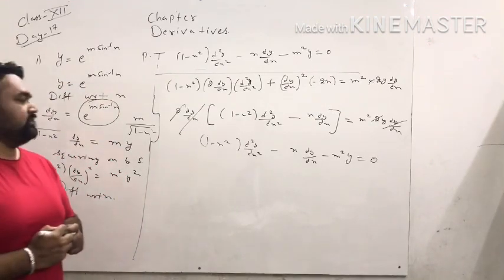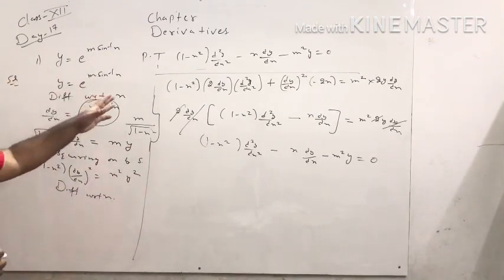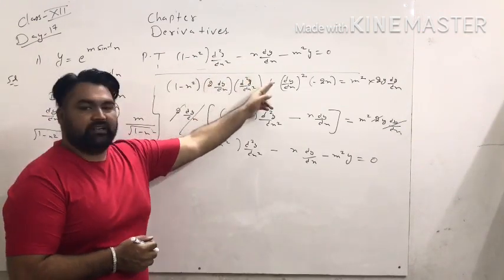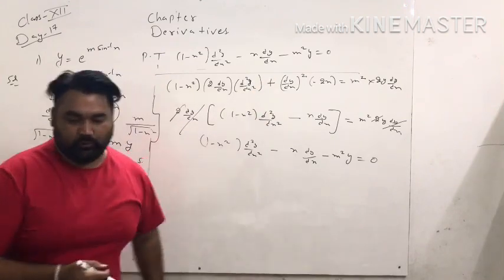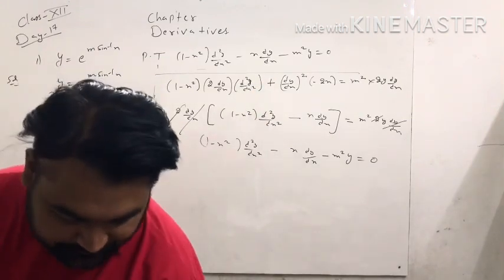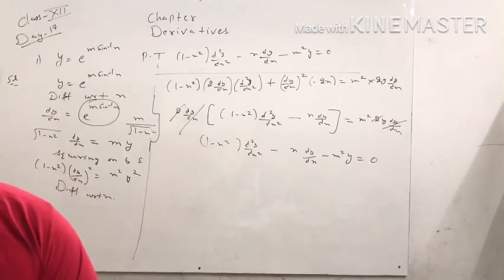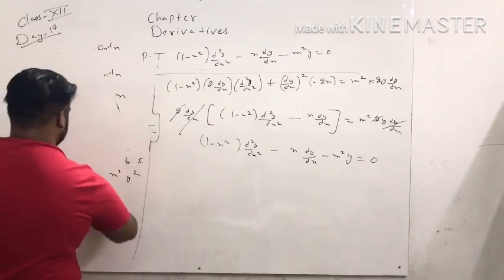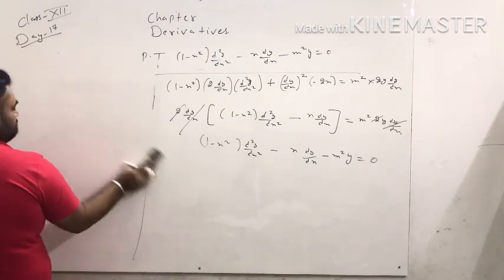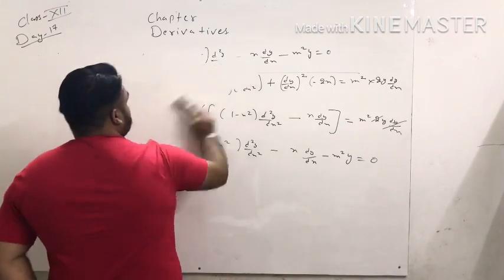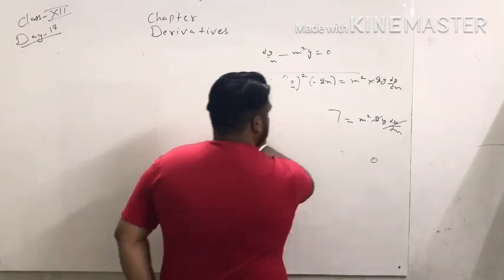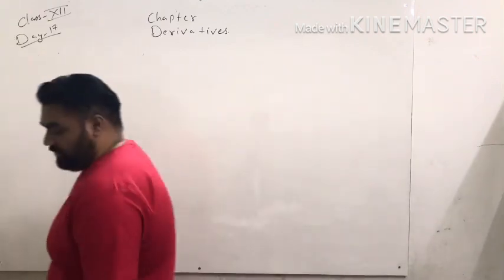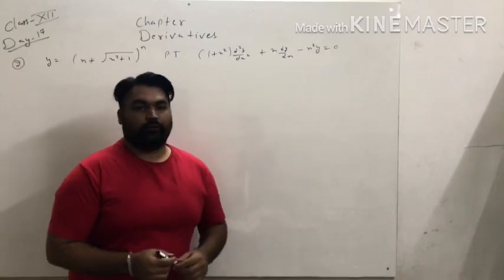So in this way we can prove 1 minus x square d square y by dx square minus x dy by dx minus m square y equals 0. Now shift to the next question. So the next question, now shift to the second question.